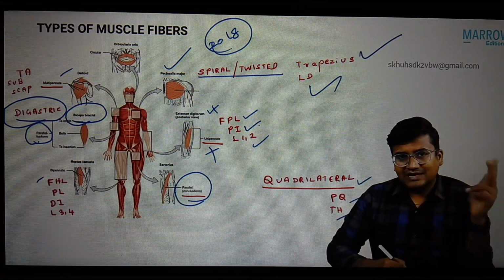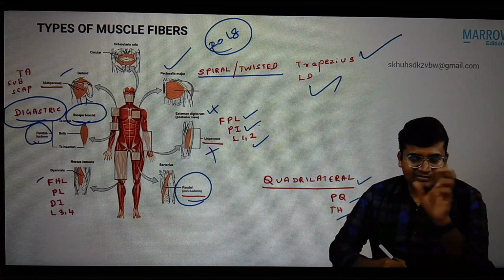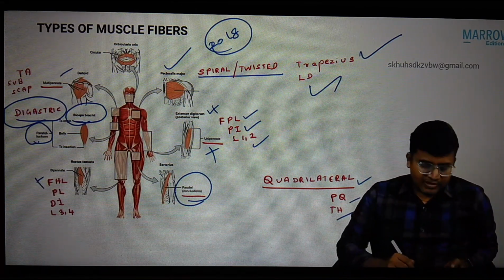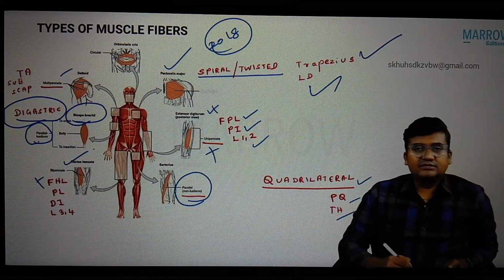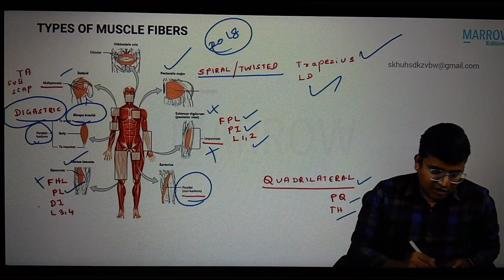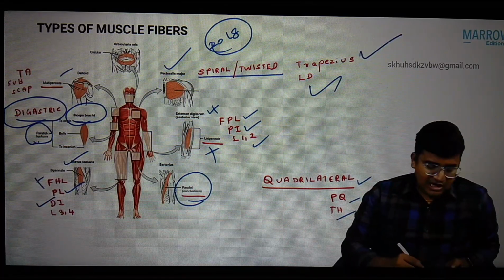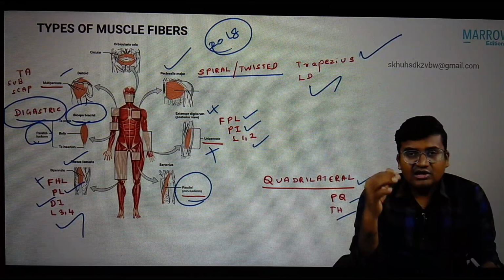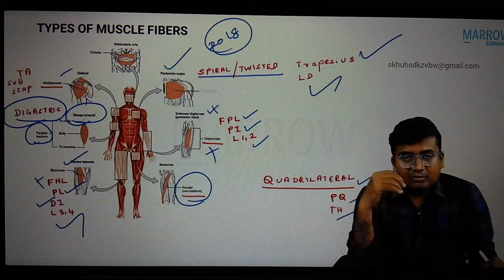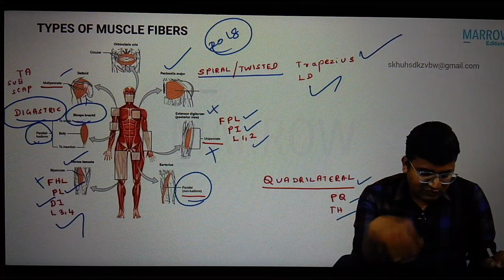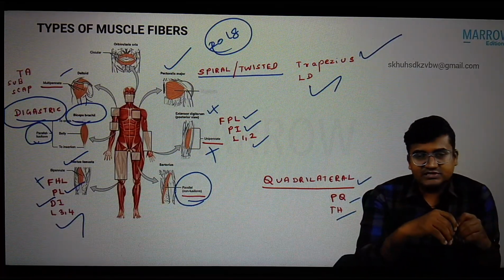Now bipinnate muscles have 2 slips of origin, arising from the 2 sides: flexor hallucis longus, rectus femoris muscle, peroneus longus muscle, dorsal interossei muscle, and lumbricals 3 and 4. Yes, they are the bipinnate muscles.